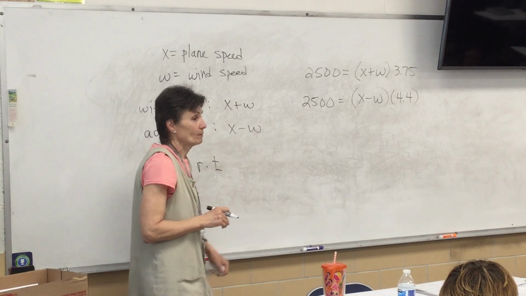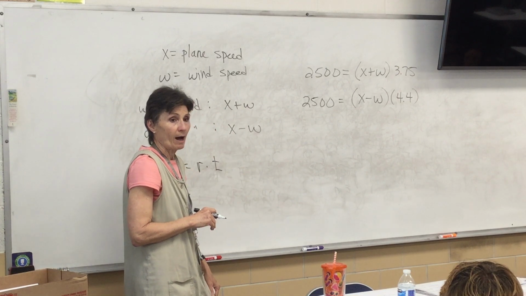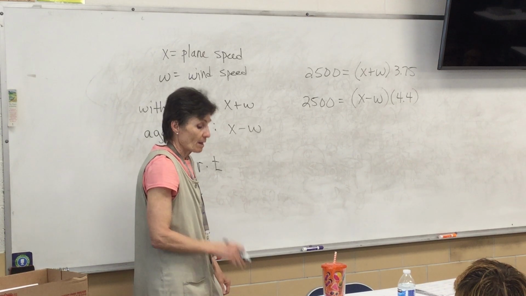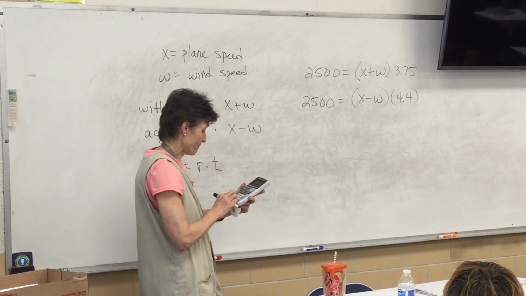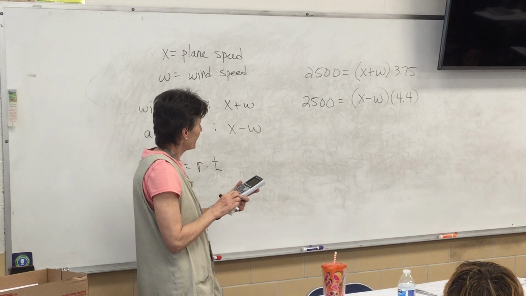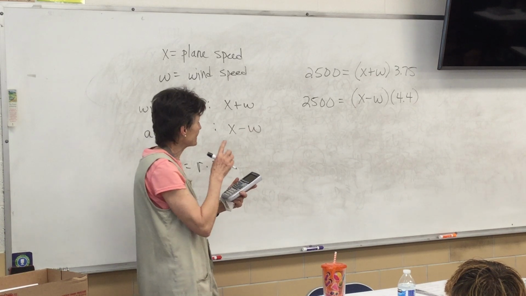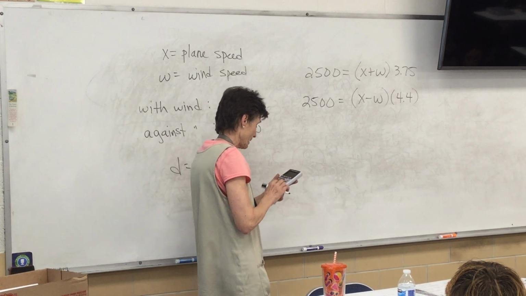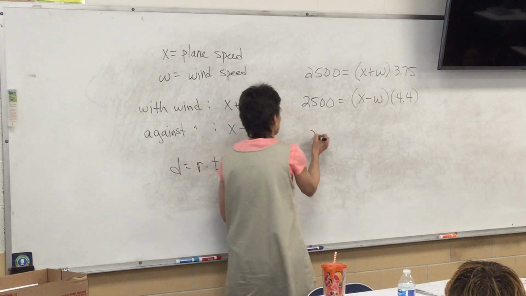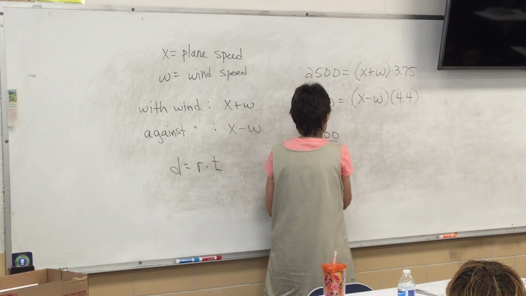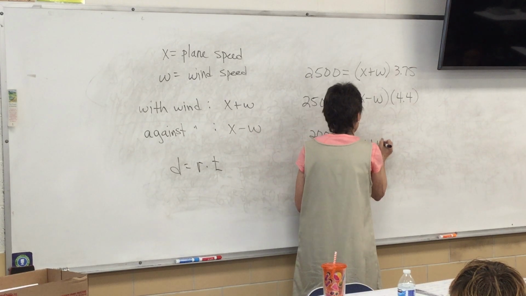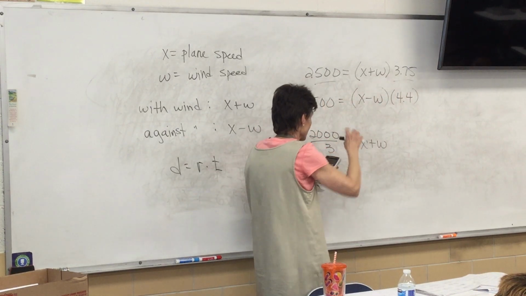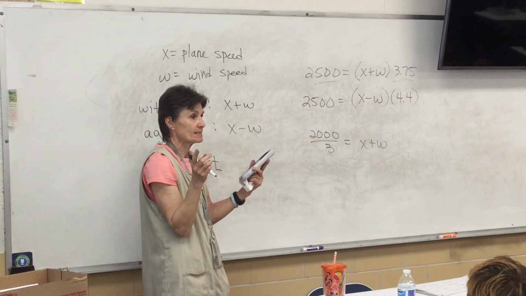What do I have up here on the board? I have a system of equations. So let's take 2,500. Again, you can do this however you want, but I'm going to take 2,500 and divide it by 3.75. And I'm going to change that into a fraction. So I have 2,000 thirds equals x plus w. I took 2,500 and divided it by 3.75. Does that make sense to everybody?